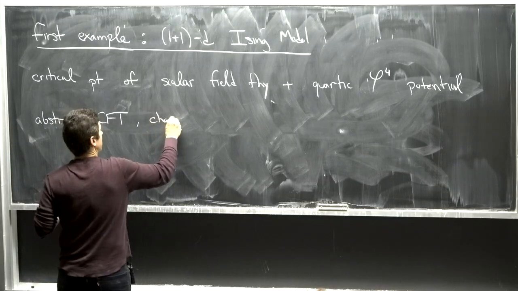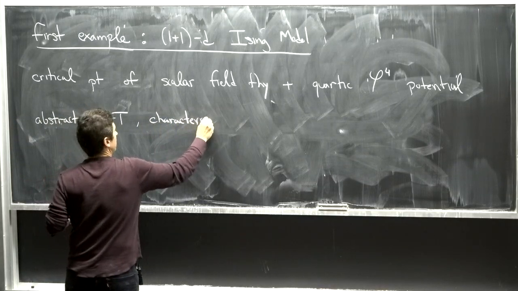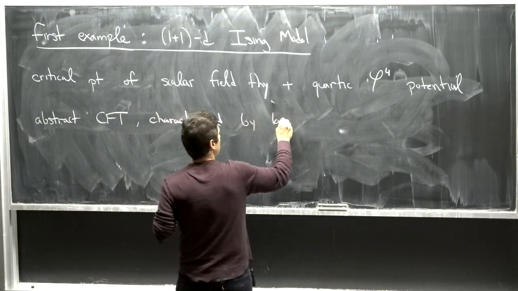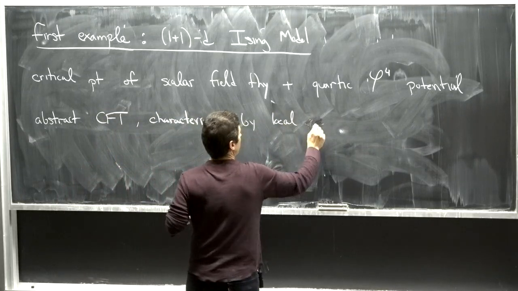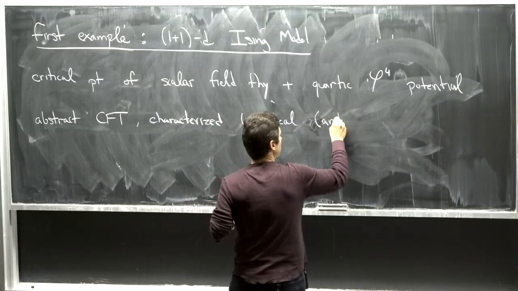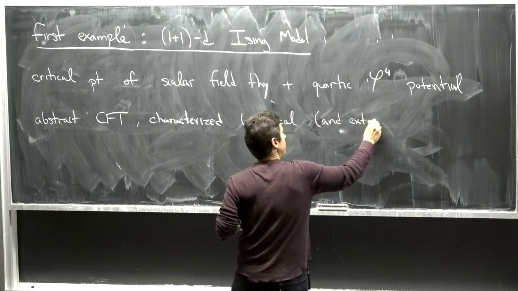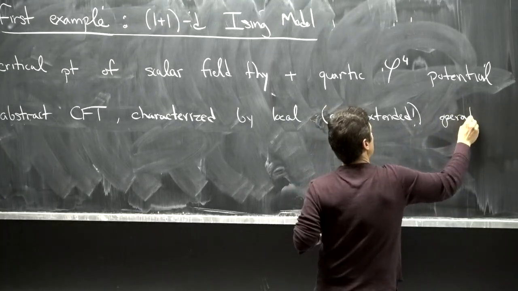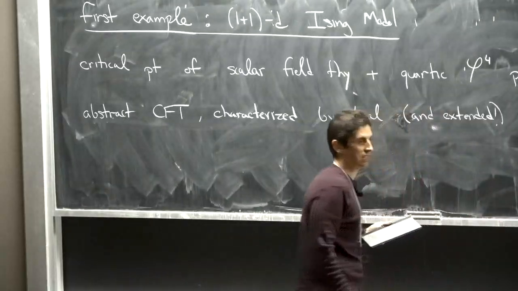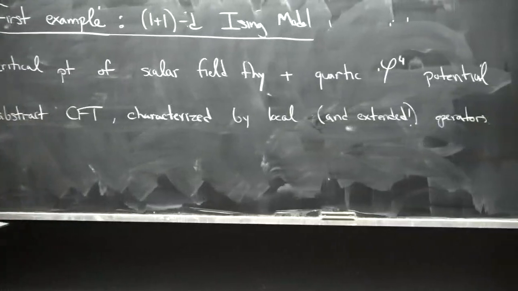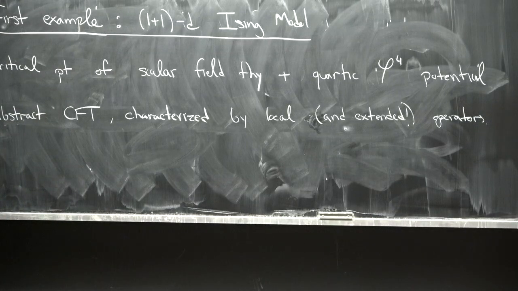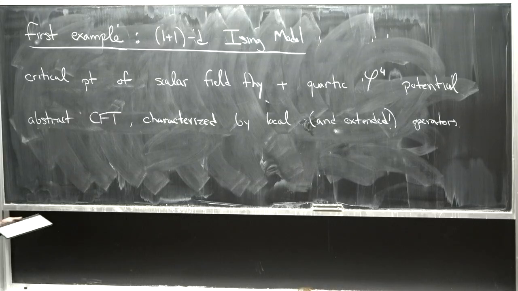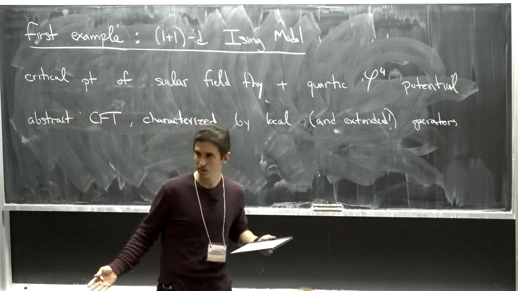It's characterized by local and, of course, extended operators. And the hero for us will be the extended operators. Since we are in 1 plus 1 dimensions, or 2 Euclidean dimensions, the only extended operators of real interest are lines. So all the topology, et cetera, is going to get a lot easier very soon.